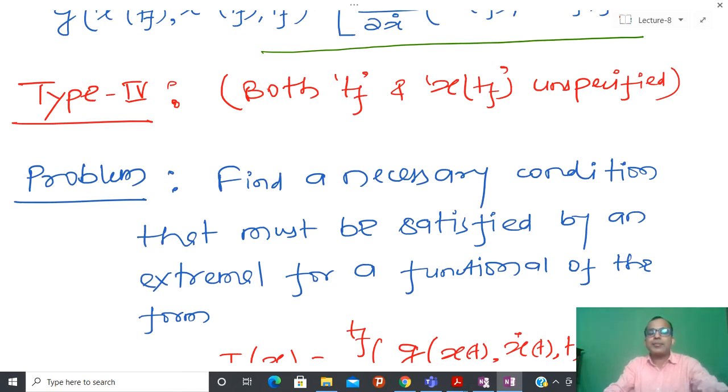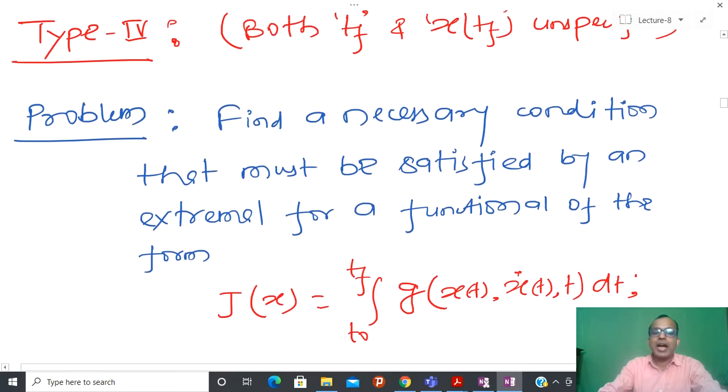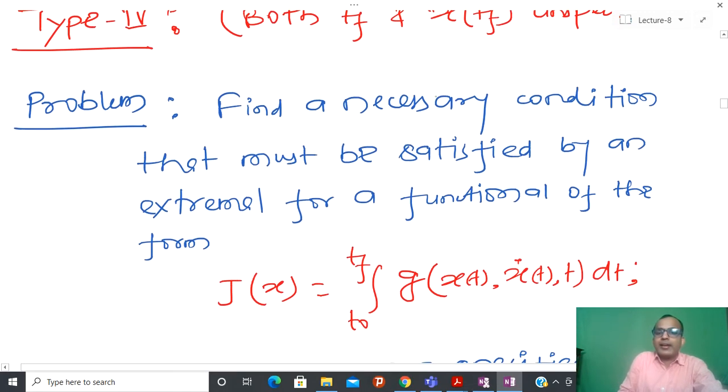It is always better to start from the simple case, and after that you can land up at the more general case, and then you can show that from the more general case I am able to specify the special cases. So again, the problem statement for this particular case is that I have to find a necessary condition.